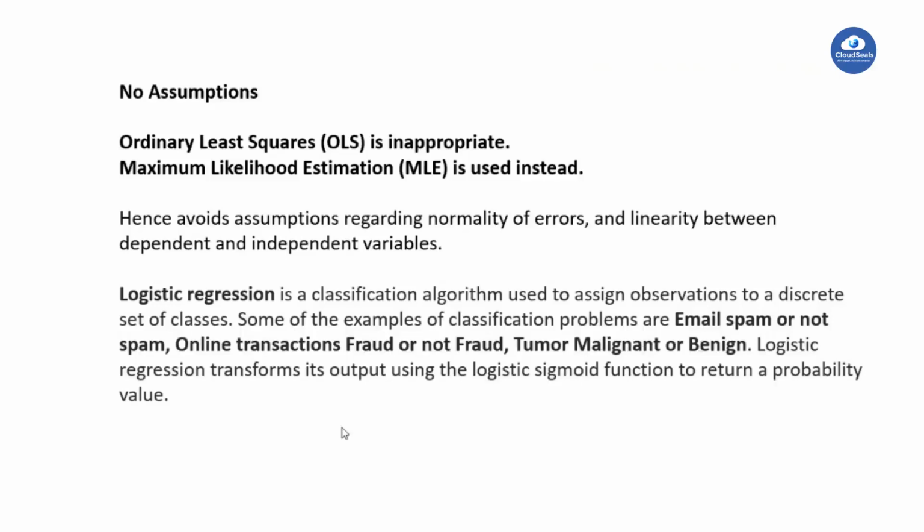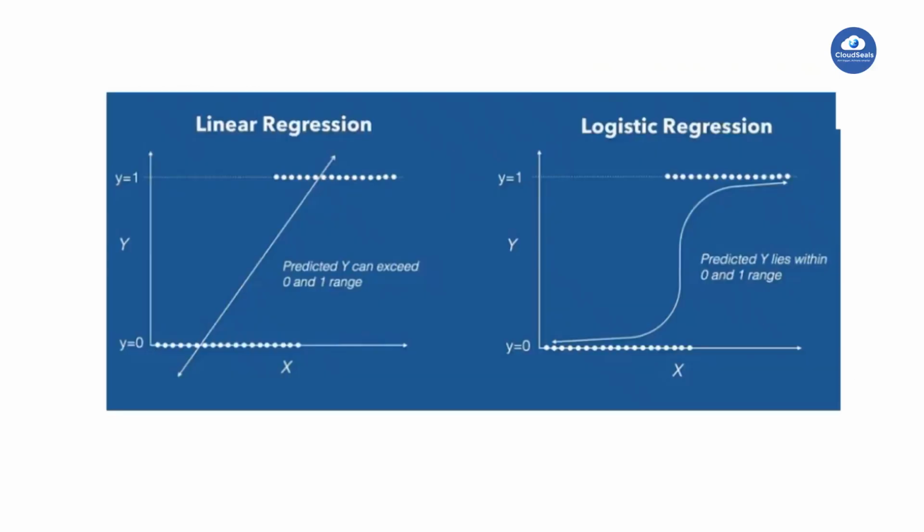So logistic regression transforms its output using the logistic sigmoid function. We'll see what the sigmoid function is. Coming to linear regression, we just try to fit a linear regression line like this. But coming to logistic regression, it won't work.